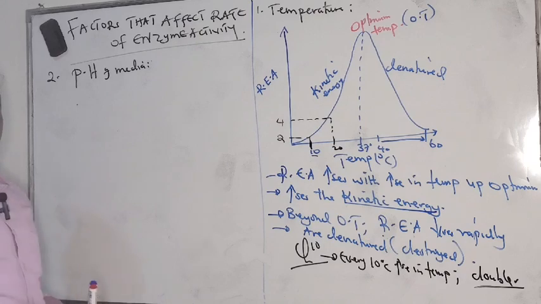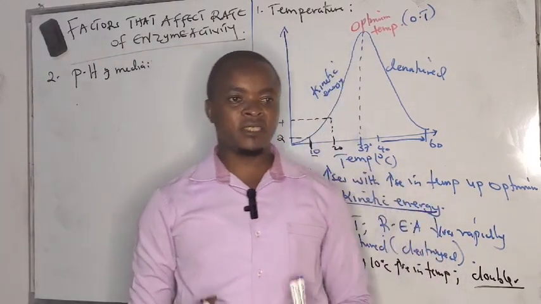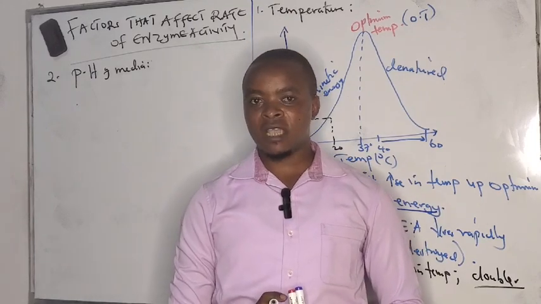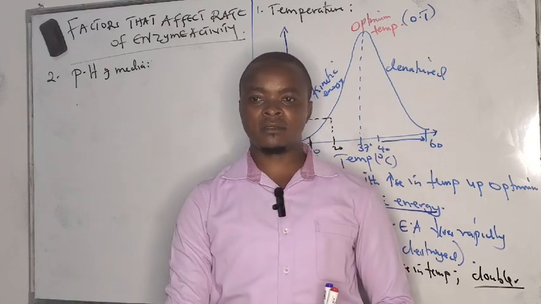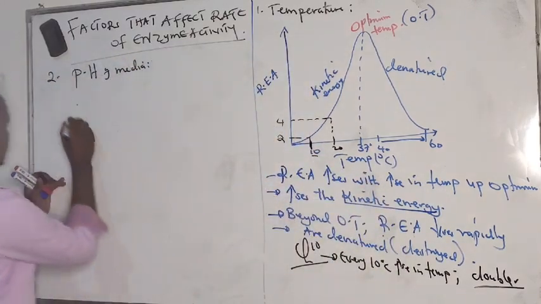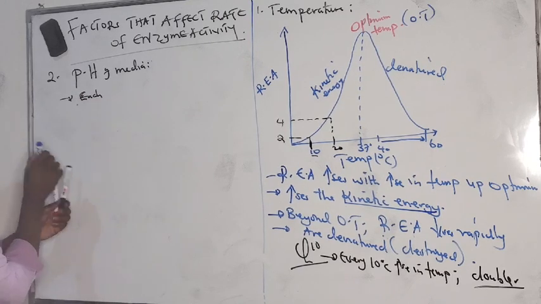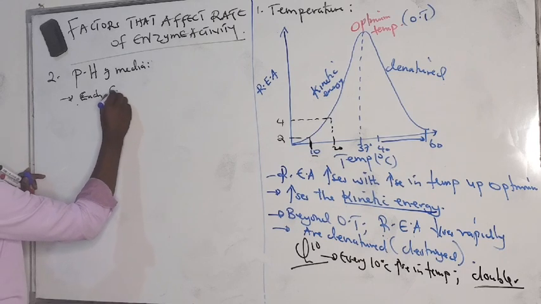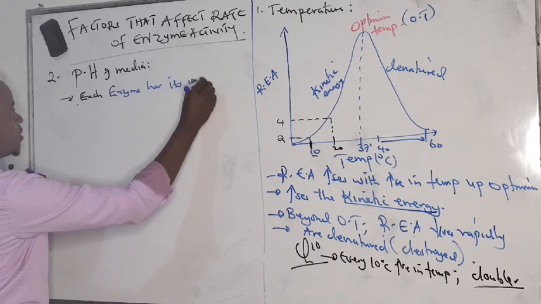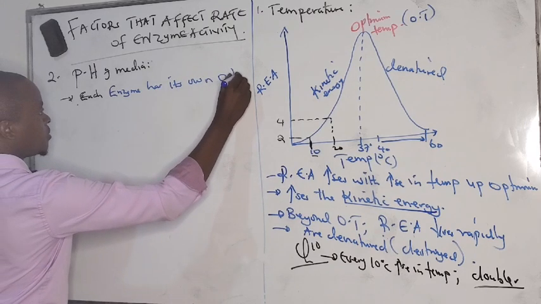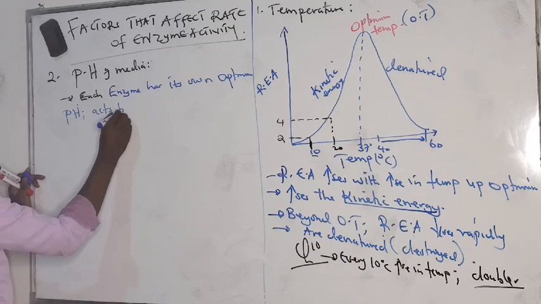How does pH affect the rate of enzyme activity? Among the properties, we saw that enzymes are also affected by pH. And we know that each enzyme has its own optimum pH, where it acts best.